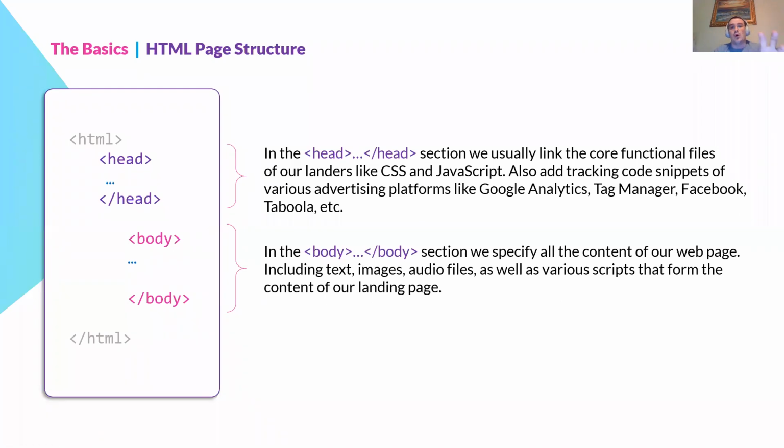The head section is where we put all our tracking pixels, like Facebook pixels, Google Tag Manager, Google Analytics, or any other JavaScript pixel that we use to track our visits in case we're working with such trackers. And also in the head section, we link every JavaScript which is important to how the landing page renders, as well as all our custom style sheet files, cascading style sheet files, where we specify how our landing page looks.